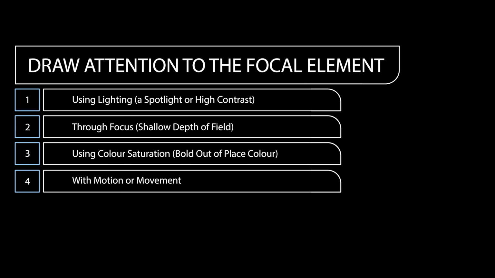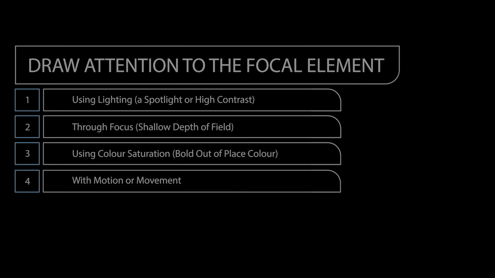You can draw the viewer's eye to a focal element by using lighting, maybe a spotlight or high contrast lighting on your subject. You can also draw attention by using focus, such as shallow depth of field or shallow focus to isolate that focal element in the frame. You can also use color saturation. A bold color that pops from a muted palette will draw attention. And you can also use motion. That movement draws immediate attention from the viewer. All of these are compositional tools, and they work together to communicate your story.